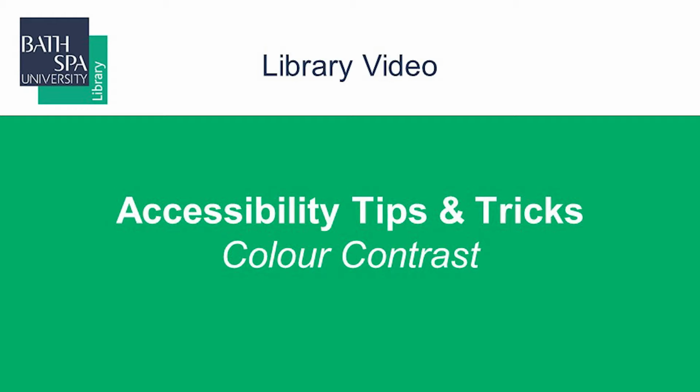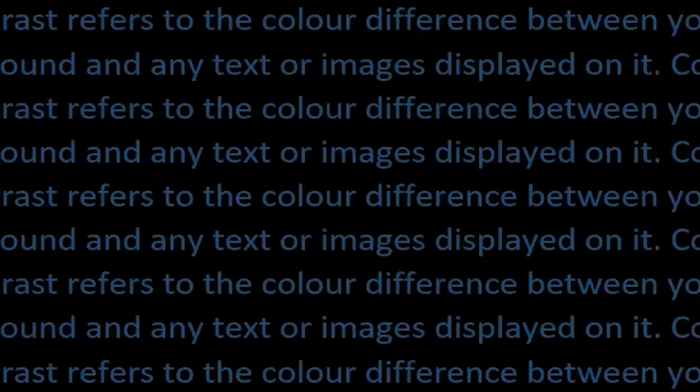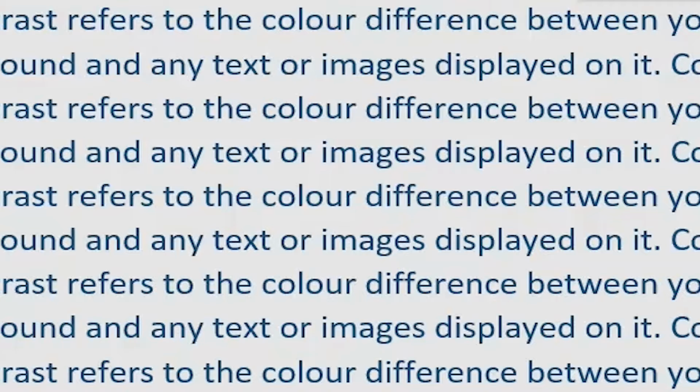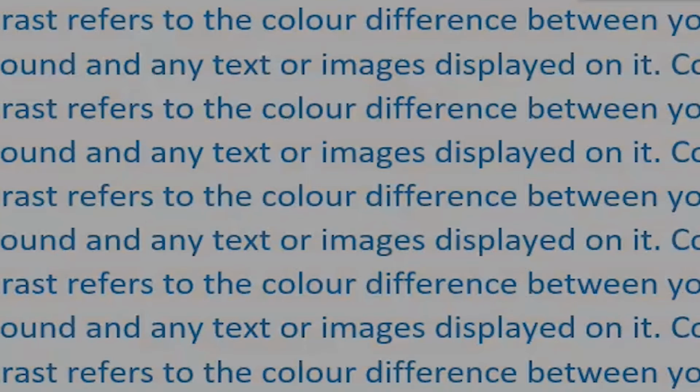Hello. In this tips and tricks for accessibility video, we're going to look at how to ensure the colour contrast of your documents is accessible. Colour contrast refers to the colour difference between your background and any text or images displayed on it. Colour contrast affects people's ability to perceive information, so when you're creating teaching materials, ensuring effective colour contrast is a small but effective way to boost accessibility.